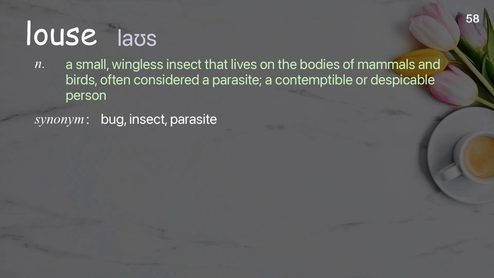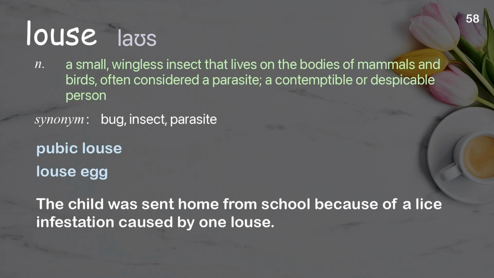Louse. A small, wingless insect that lives on the bodies of mammals and birds, often considered a parasite; a contemptible or despicable person. Examples: Pubic louse. Louse egg. The child was sent home from school because of a lice infestation caused by one louse.